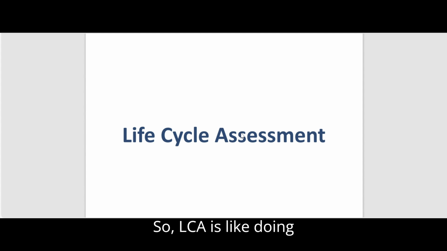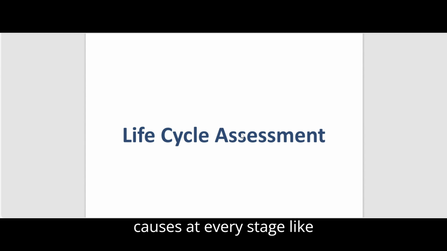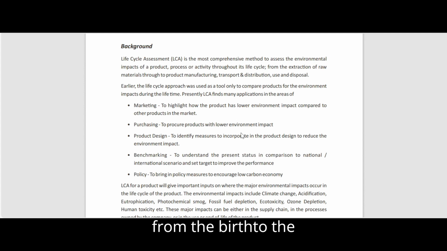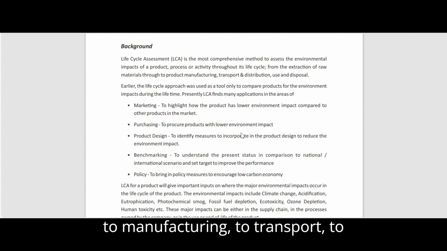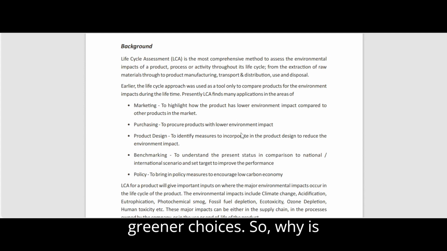What is LCA? LCA is like doing a health checkup for a product, but instead of checking your body, we check how much environmental damage the product causes at every stage, like from the birth to the rebirth. So the raw materials to manufacturing, to transport, to use, to disposal or recycling. This method tells us where most pollution happens, what part of the process uses too much energy, water, or creates waste, or how we can make smarter or greener choices.